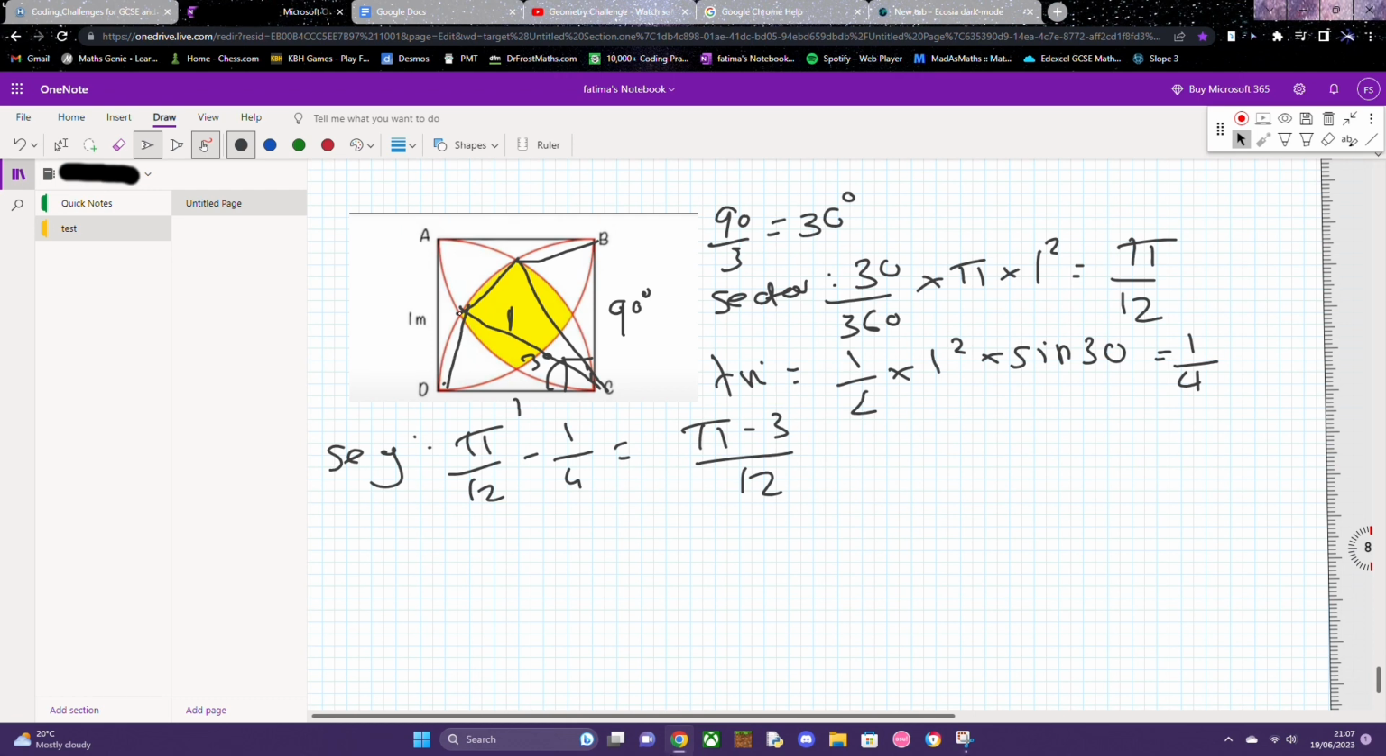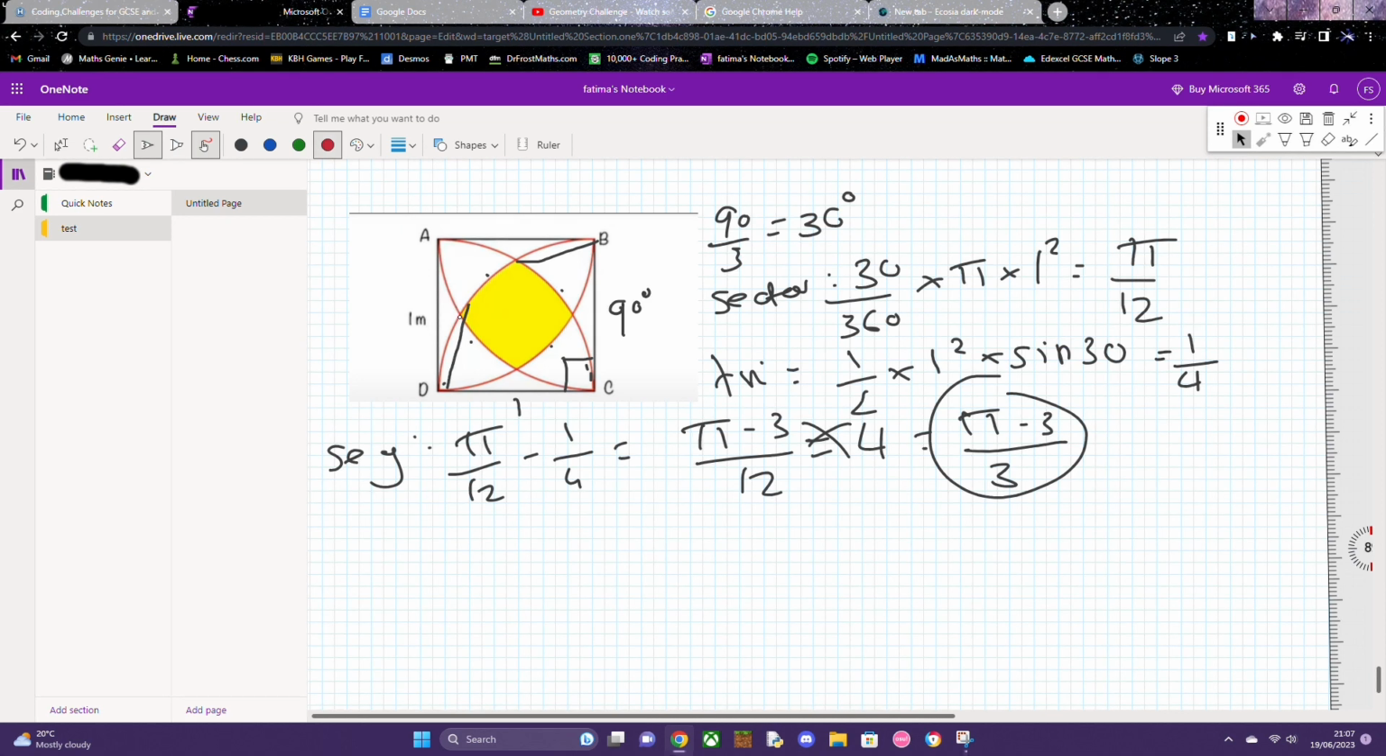So here, as you can see, we don't just have one segment. We have 4 segments over here. So what we do is we're going to times this by 4. And we're going to get pi minus 3 over 3 as our segment area. I'm going to try and rub some of this out now.